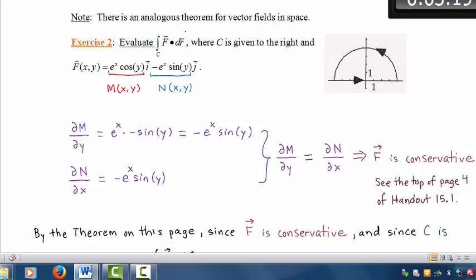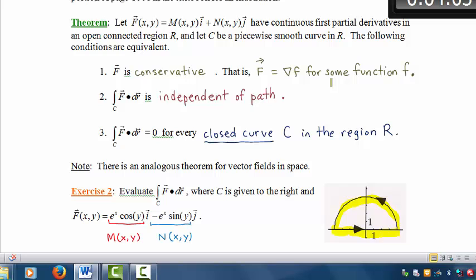In Exercise 2, which we will read through as well, we are supposed to evaluate the following line integral. It's very easy to show that the vector field, capital F, is conservative. We have a test, and you can refer to 15.1 to see that theorem. Now, since capital F is conservative, and since C is a closed curve, the value of the line integral is 0. This notion is reinforced in the theorem just above.